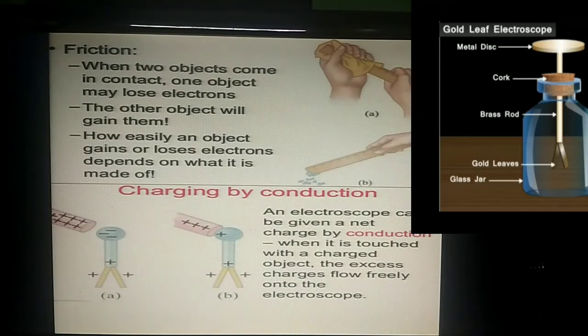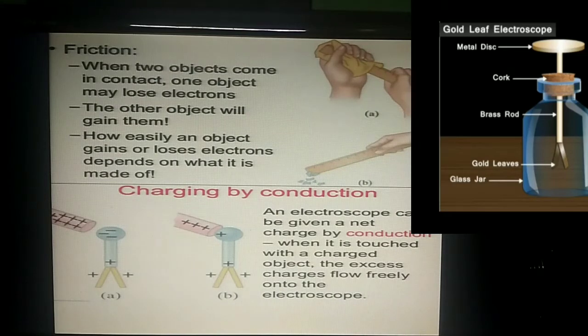How easily an object gains or loses electrons depends upon what it is made up of. This is by friction, rubbing against each other. Two objects, one body loses, another body gains, and they become electrified or charged objects.